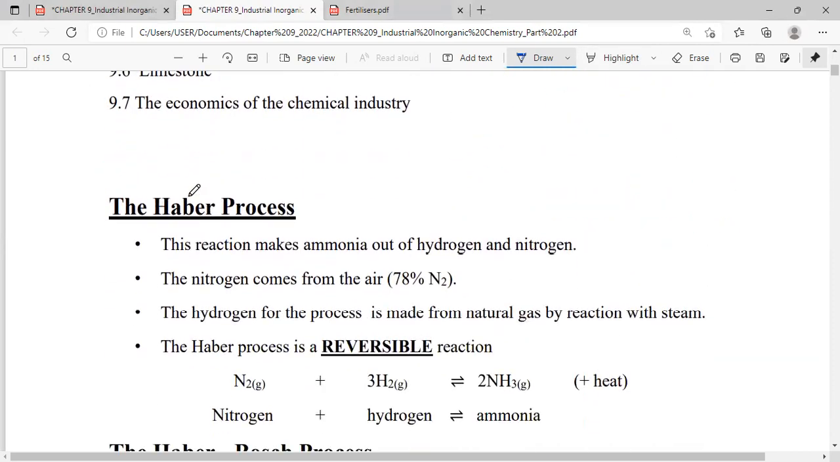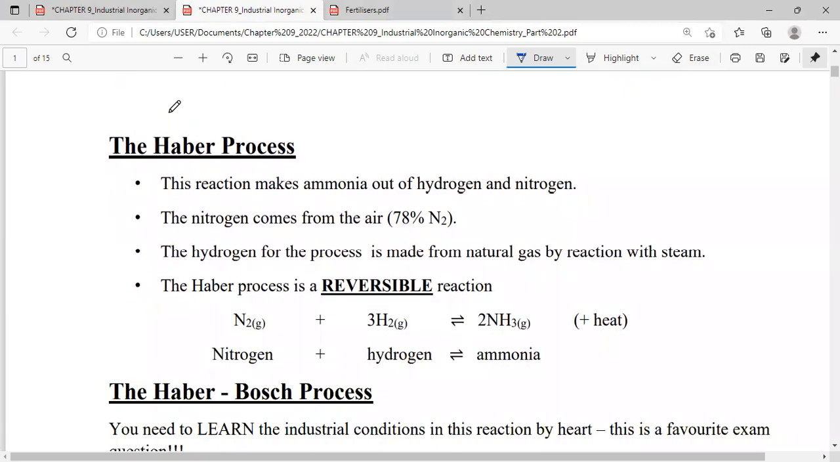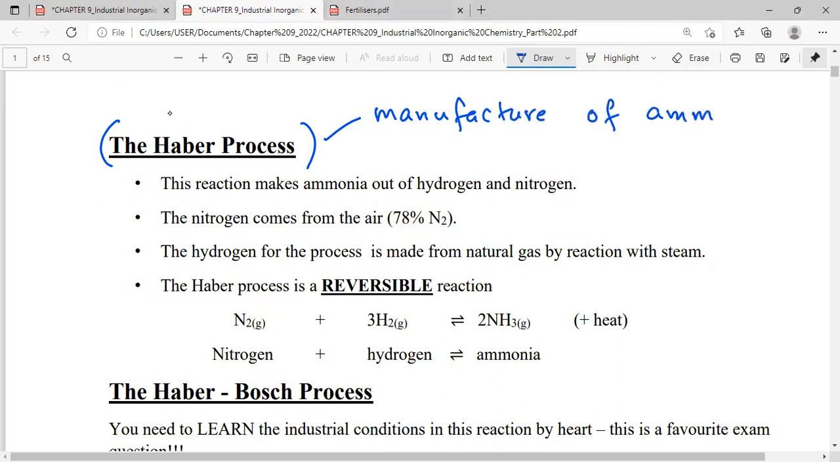Okay, now the Haber process is the process for the manufacture of ammonia. Manufacture means making on a large scale. Now just like every other process, the basic oxygen process, the Hall-Heroult process, you have the Haber process for the manufacture of ammonia, but actually it's a very simple description that you have to know. So to make ammonia, two gases are needed.